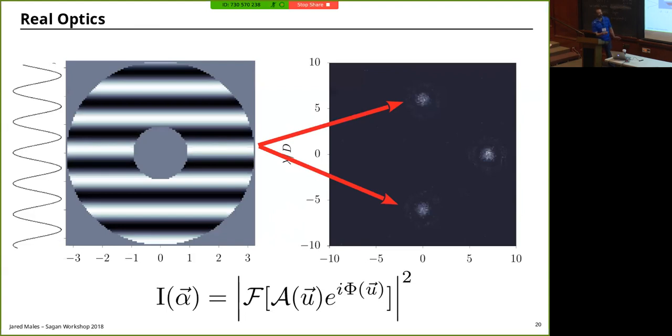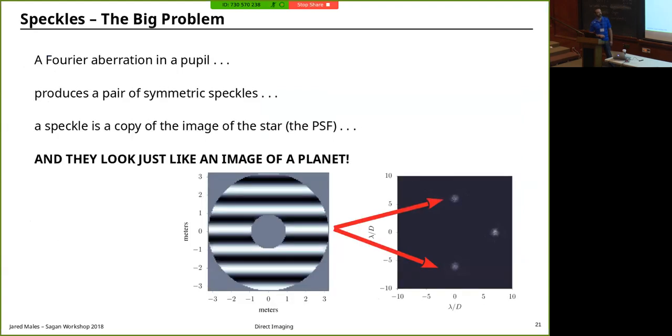So as you can imagine, if you took this image, you'd say, I've got 3 planets. This is really exciting. Look at this amazing system. So these speckles are the primary source of noise in high contrast imaging. This is a key takeaway to know about high contrast imaging.